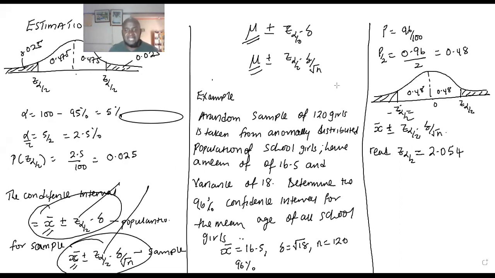Now, when we get this, straight away, we go and substitute. The confidence interval will be, what is our mean? 16.5 plus or minus Z alpha over 2, 2.054 times sigma. Sigma is root of 18 divided by root of 120. You get two answers, one positive, one negative.